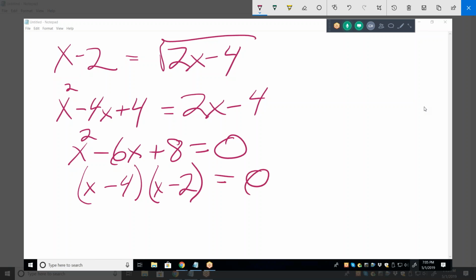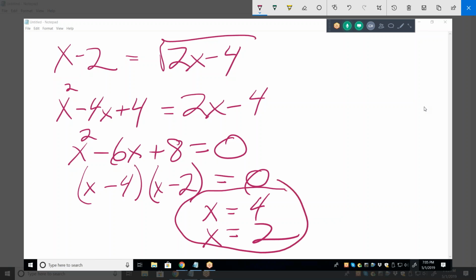Meaning your solutions are 4, 2. Now, whenever you have an equation that has a radical sign in it, especially when you come up with two solutions, you always want to check both solutions. Because sometimes one of them won't work, and you throw it out.